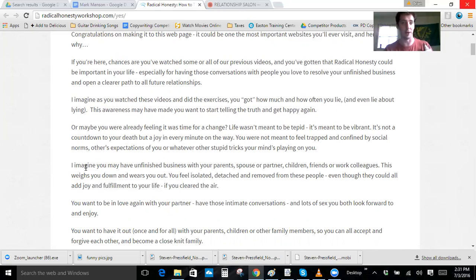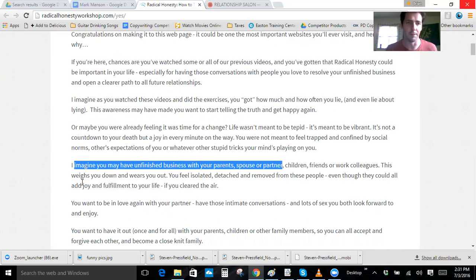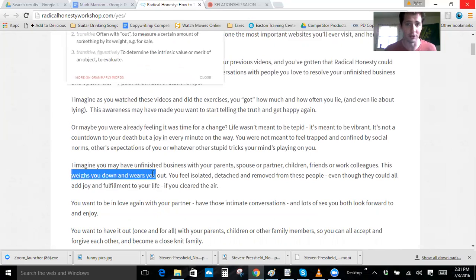Then they hit another pain point: I imagine you have unfinished business with your parents. It weighs you down and wears you out. It's not just going to the problem, it's going to the emotion beneath the problem. You feel isolated, detached, and removed from these people. And you want to have more joy and fulfillment in your relationships. So they're hitting one problem, the general dissatisfaction with life, and then they're hitting another one, the relationships.